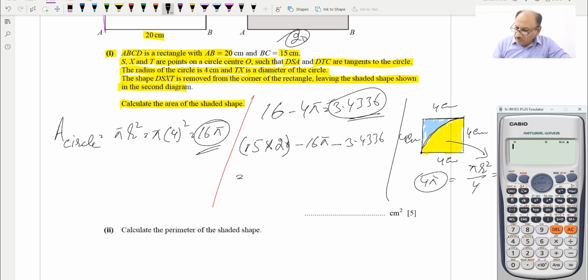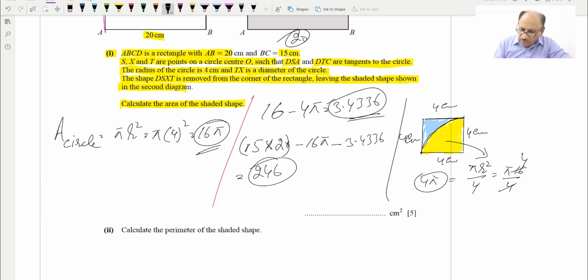So 15 into 20, and next will be minus 16 pi, and minus 3.4336, and this is equal to 246.3. So 246 will be our rounded answer over here.